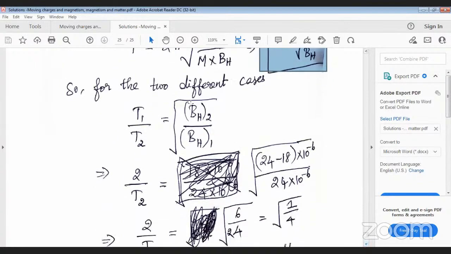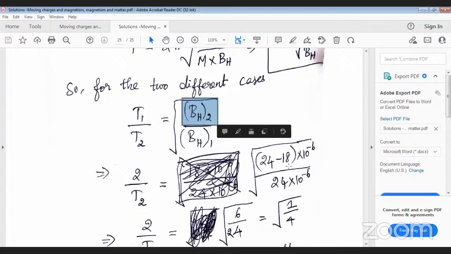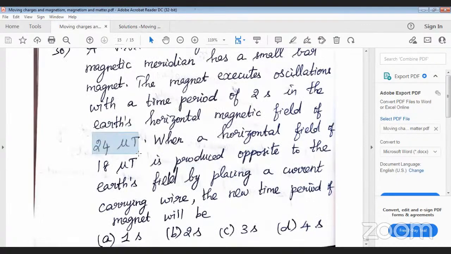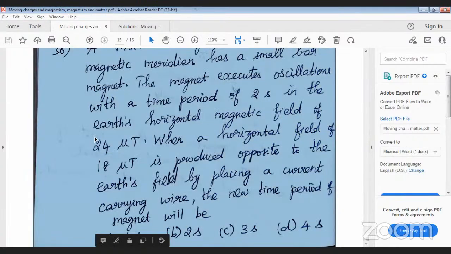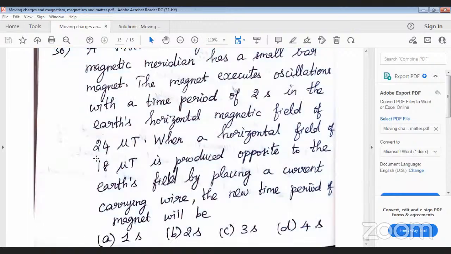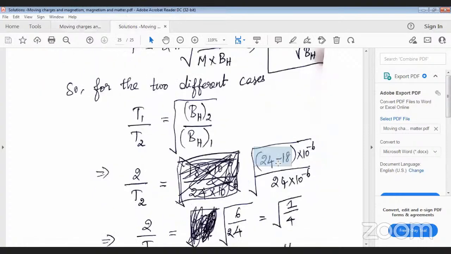In the second case, what is the value of the magnetic field? It is 24 minus 18. Why? Earlier you had the 24 microtesla field, but in the second case an 18 microtesla field is given opposite to the Earth's magnetic field. So the net field will be 24 minus 18. So T1 by T2 equal to root of 24 minus 18 microtesla divided by root 24 microtesla.